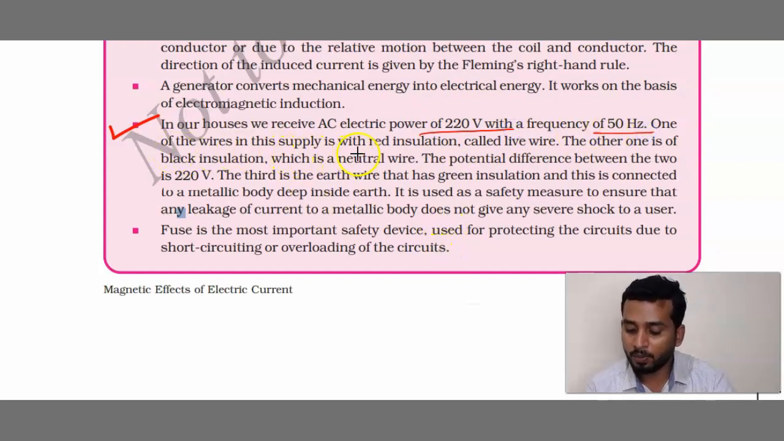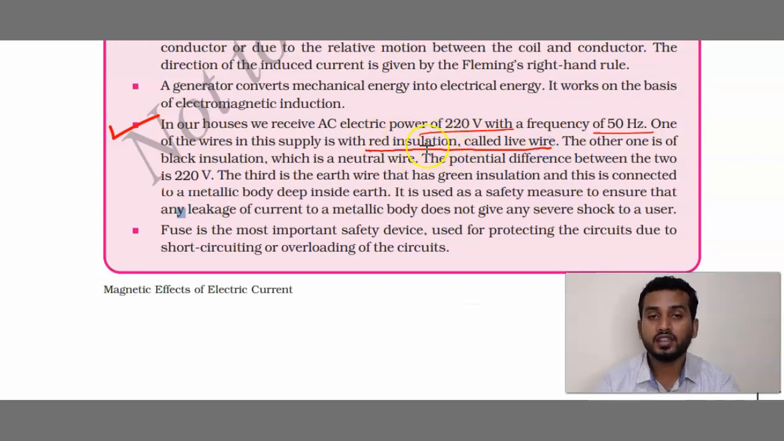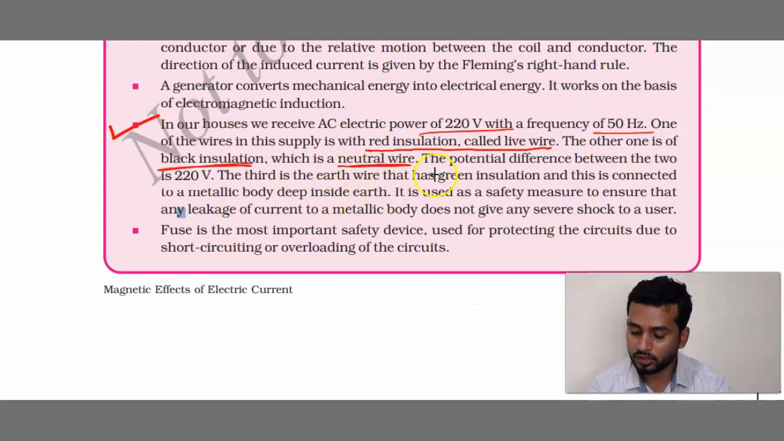One of the wires in this supply is with red insulation, called the live wire. Remember, you may have seen in the electric circuit, if a wire is red in color, that is the live wire. The other one is in black insulation, black color, that is known as the neutral wire. Got it? The potential difference between these two wires is 220 volts. The third wire is the earth wire. It is green in color, with green insulation, and it is connected to a metallic body deep inside the earth, the earthing wire.